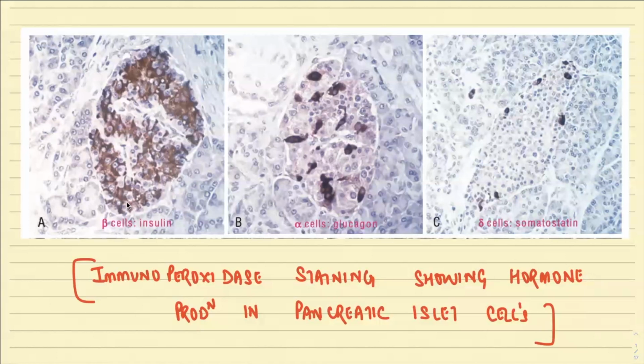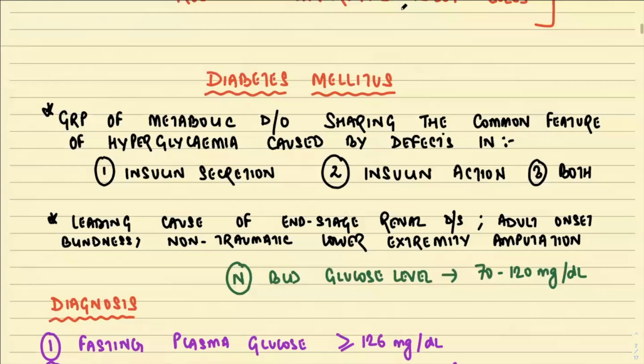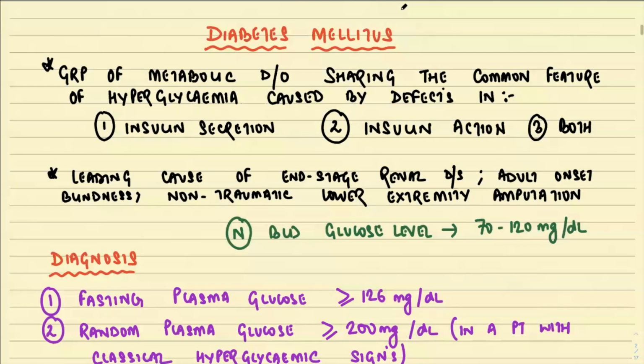So you can see in the pancreatic islet that the beta cells are predominant and they're secreting insulin. The alpha cells are secreting glucagon and the delta cells are secreting somatostatin, as we can appreciate over here. Now, very, very important. Now we are going to start today's topic of discussion, that is diabetes mellitus.